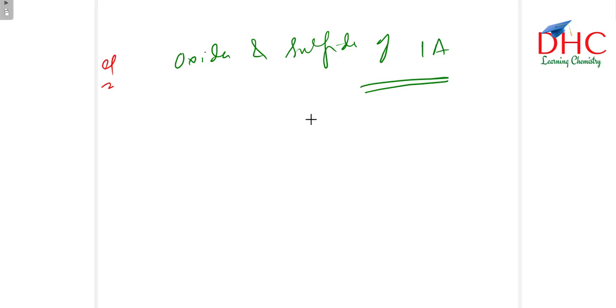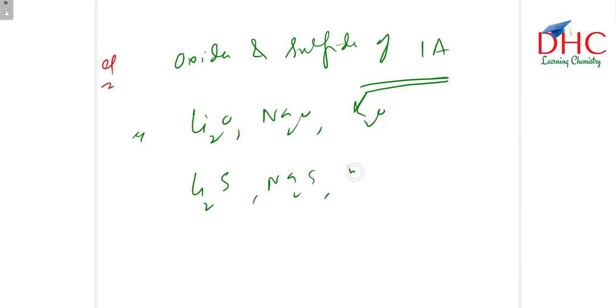Following are some of the examples, like we have the oxides and sulfides of first A. For example, first A means group first elements. उनके oxides मतलब lithium oxide, सोडियम ऑक्साइड तो अभी बात किया, तो we have rubidium oxide, potassium oxide, cesium oxide. Similarly, we are having Li2S, Na2S, sodium sulfide, or we have rubidium sulfide, we have potassium sulfide.